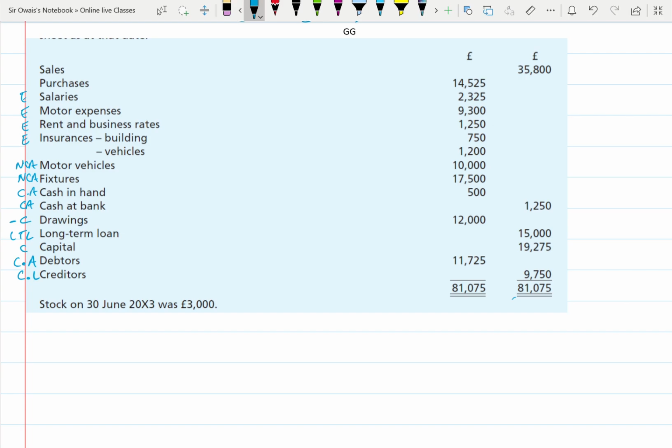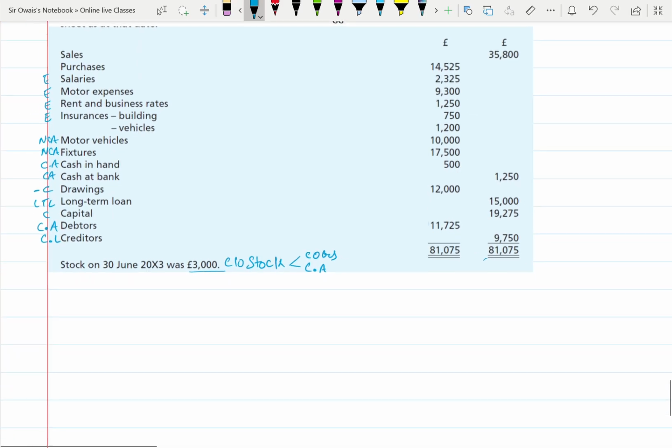And in the end, we are given the information that stock on 30th June 2003 was 3,000. Okay, so this is a closing stock, and closing stock would go in two places, in your current assets and in your cost of goods sold. Okay, so let's start.